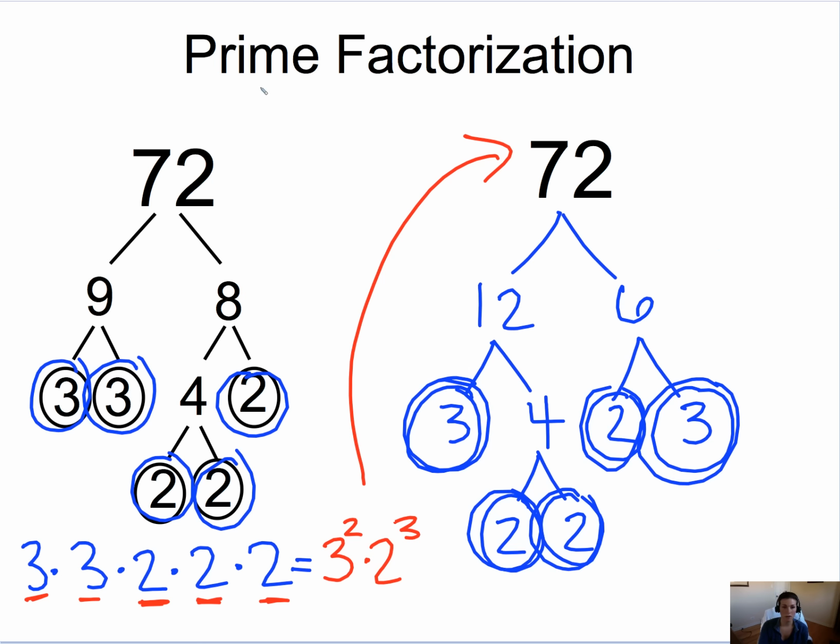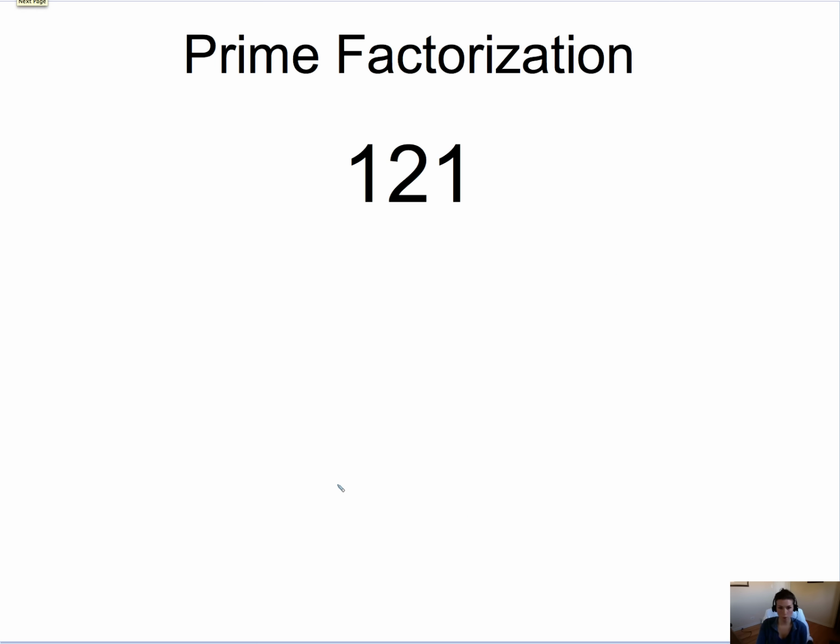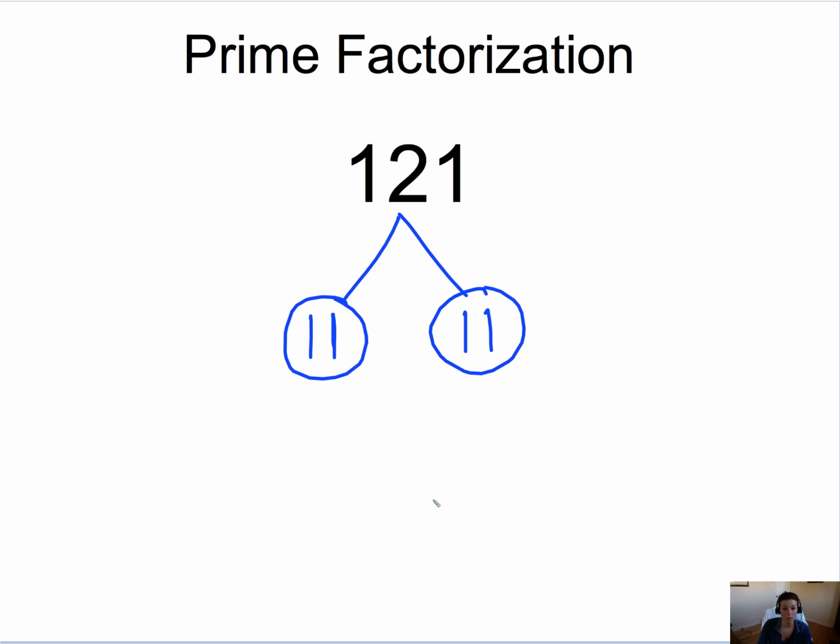Let's try another example. 121. Prime factorization. 121 is not prime, so I need to find two numbers that can be multiplied that equal 121. Well, I know that I can multiply 11 times 11. Is 11 prime or composite? 11 is actually a prime number because the only factors are 1 and 11. There's nothing else that you can multiply to get 11, so that means that I'm done. I circle my 11s, so the prime factorization of 121 is 11 squared. Done.